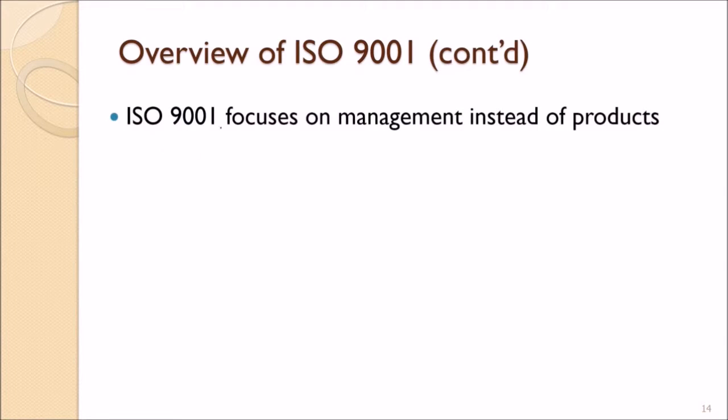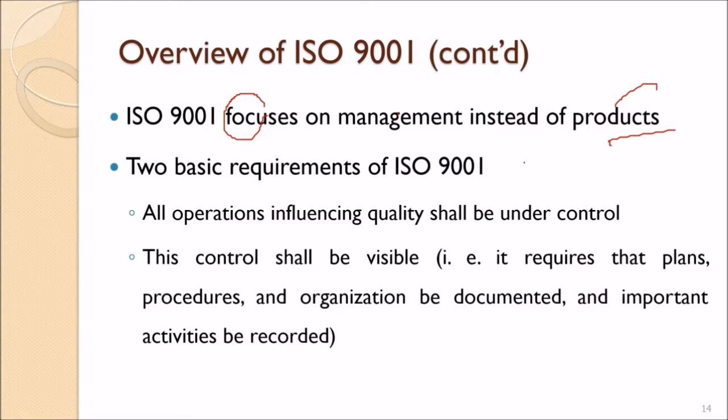So ISO 9001 focuses on the management instead of products. Again, it focuses on management, not on the products. So there are two basic requirements for ISO 9001. First is all operations influencing the quality shall be under control. All the operations which may influence in some way or the other the quality should be under control, and the control should be, or shall be, visible.